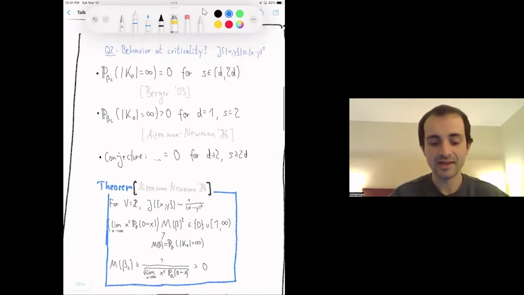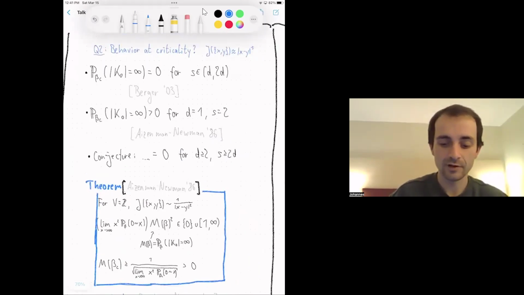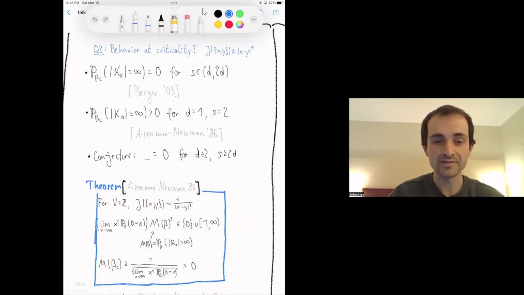So the question is behavior at criticality for polynomial decay. First of all, we have a continuous phase transition when s is between d and 2d. This is a result due to Nornberger. There's also a more recent proof of this fact by Tom Hutchcroft.